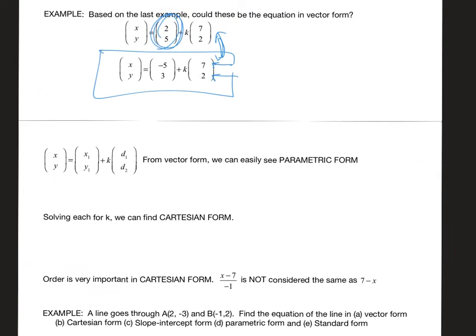From vector form, you can easily move on to parametric form. Parametric form is where you have each component individual. So this would be one line, and this would be another. Let me write those out. Parametric form would look like this: x is equal to some number plus k times the direction, and y would be equal to some starting point plus k times a direction. This is considered parametric form.